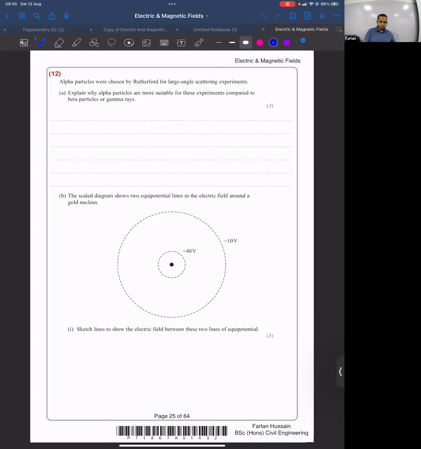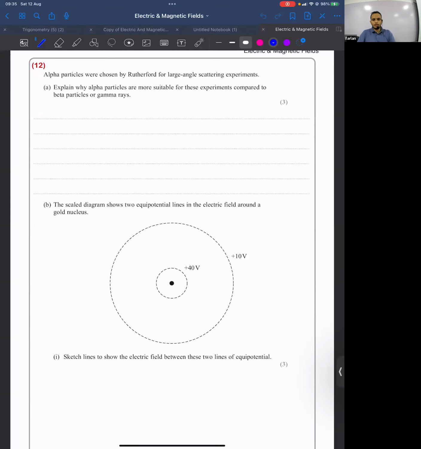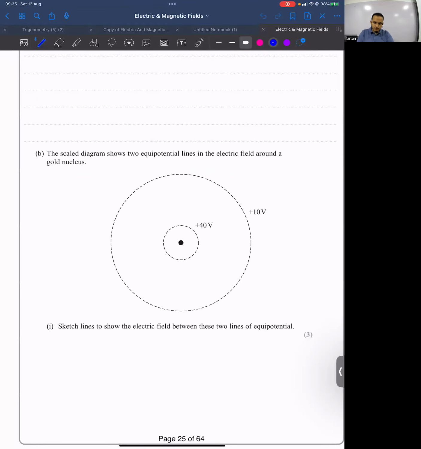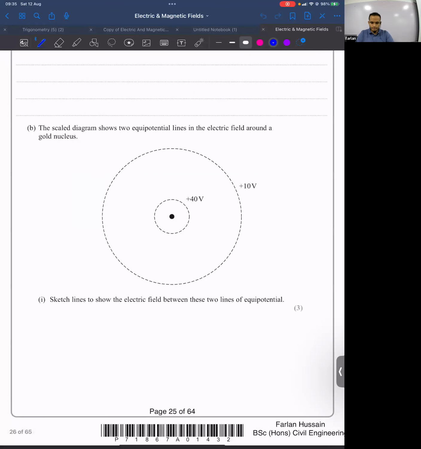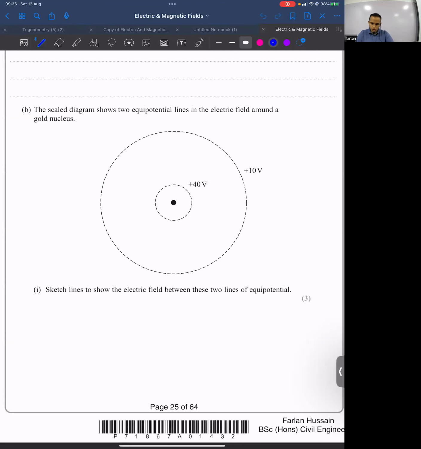Okay, question number 12. Alpha particles were chosen by Rutherford for large angle scattering experiments. Okay. Part D, we'll come back to that later. Part B, the scale diagram shows two equipotential lines in the electric field around the gold nucleus. Sketch lines to show the electric field between these two lines of equipotential.